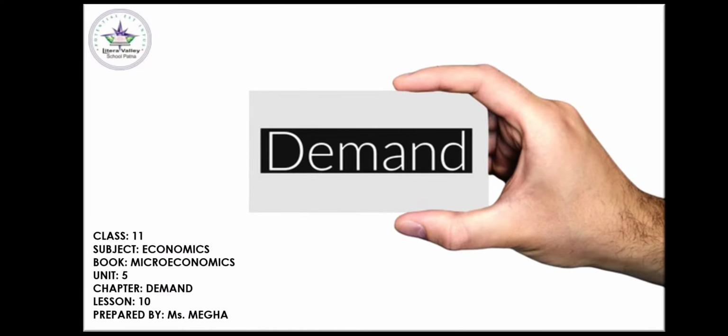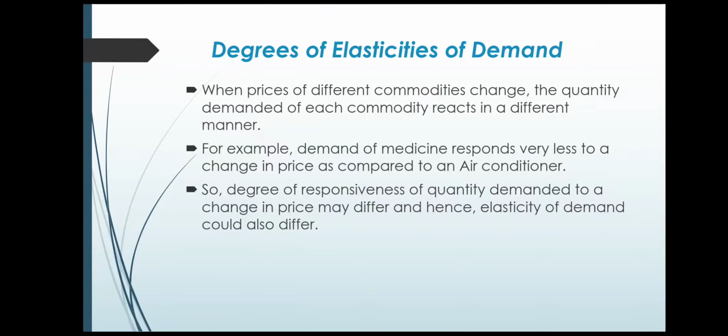Today we shall begin with the 10th part of the chapter Demand. In the previous two parts, we had discussed price elasticity of demand. We saw that there are two methods to calculate it, that is percentage change method and proportionate method. And we even solved a few numericals on the basis of those formulas. So the topic for today is degrees of elasticities of demand.